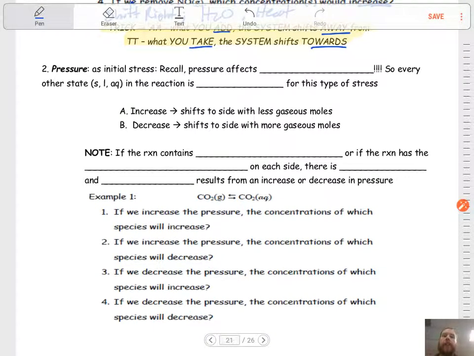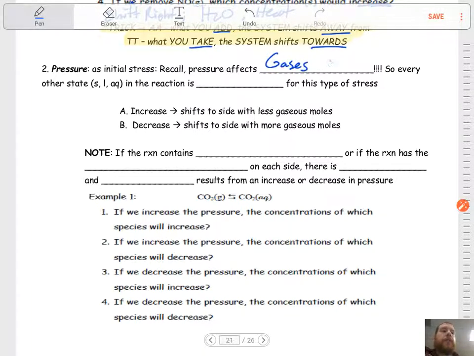All right, let's talk about the second type of stress that can stress out a system, and that's pressure. Okay, now think about this. Pressure, we've talked about already, guys, in terms of your factors for increasing the rate of reaction. What substances are only affected by pressure? All right, if you remember it, it should be gases only.